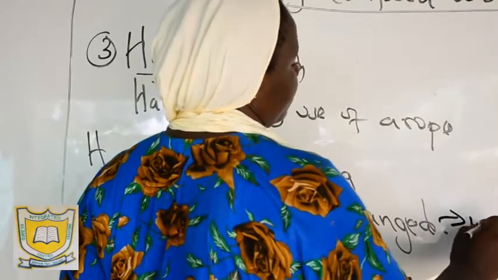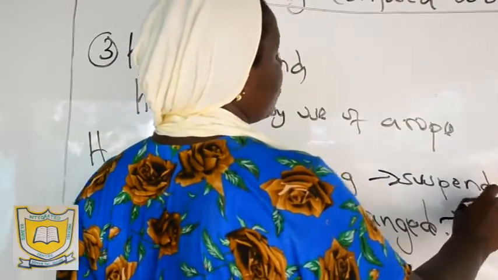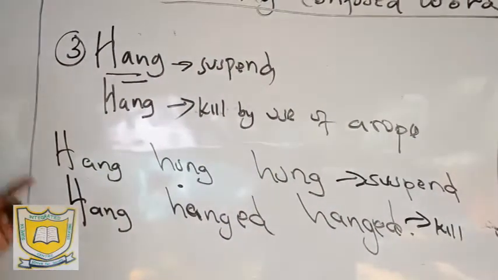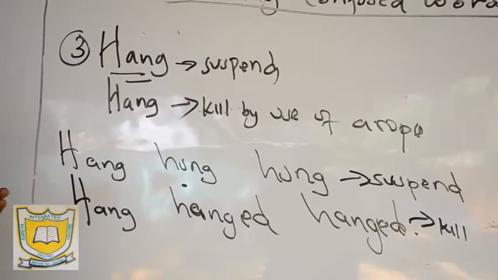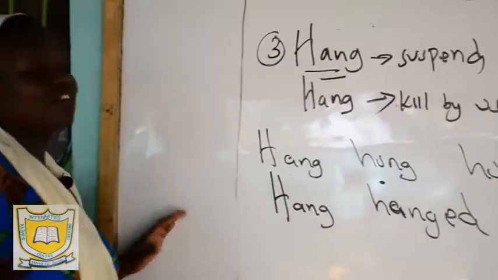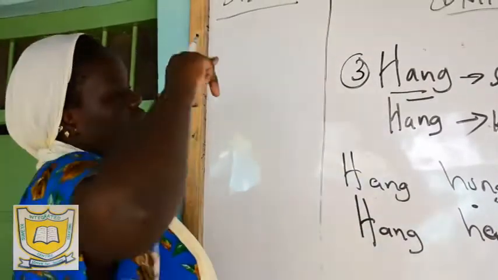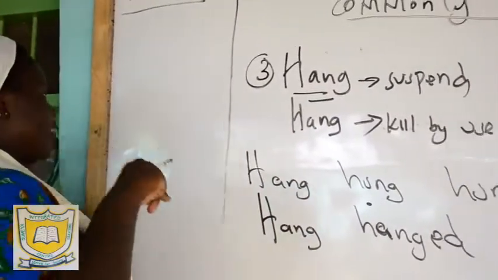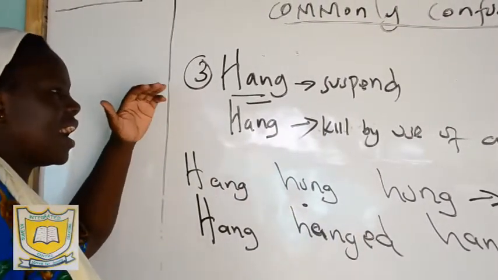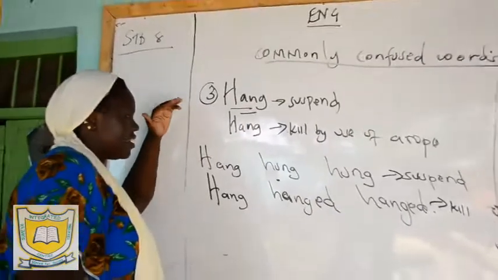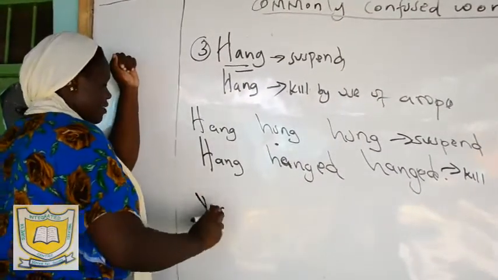This means to kill, and then this means to suspend. And I've given examples of how we can suspend something: the way teachers put charts in classes, the way we hang clothes, the way meat is hung in a butchery. You go to some shops and then they have hung some small packets of, let's say, Royco, or pilau masala, something like that. So hang, past tense hung, past participle hung means to suspend.